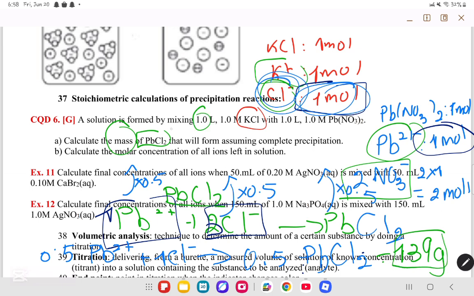They wanted it to 2 significant figures. So how do you make it to 2 significant figures? 1.4 times 10 to the power of 2. So that is part A done.